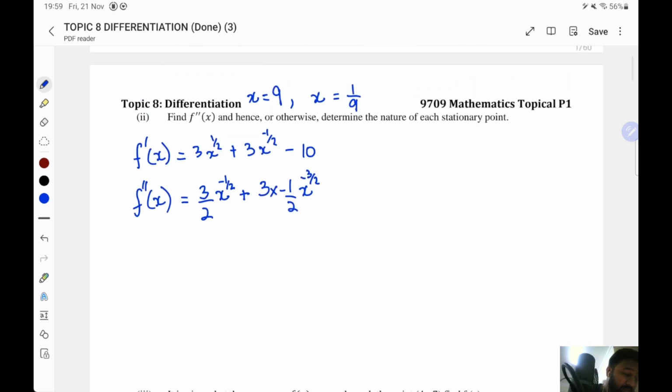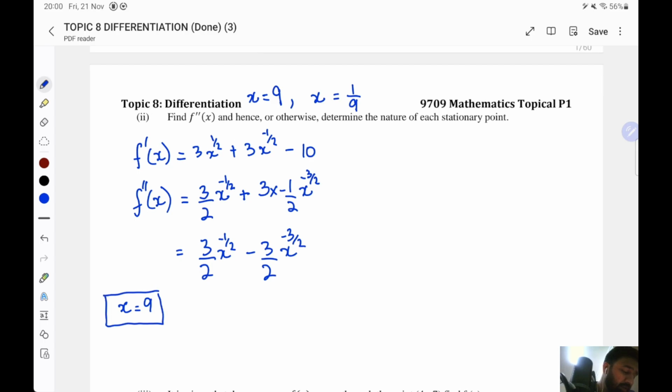And since we are interested, let me simplify it. It will be 3 by 2 x power minus 1 by 2 minus 3 by 2 x power minus 3 by 2. We need to see which of the stationary points is maximum and which of the stationary points is minimum. So let's check which one is maximum and which one is minimum. So let's check for x equal to 9.